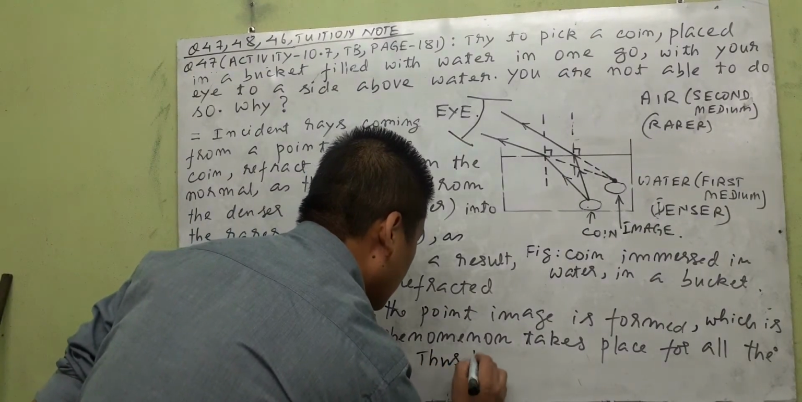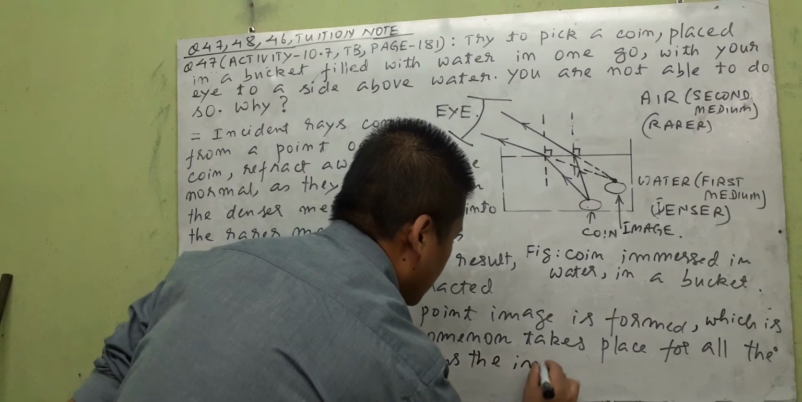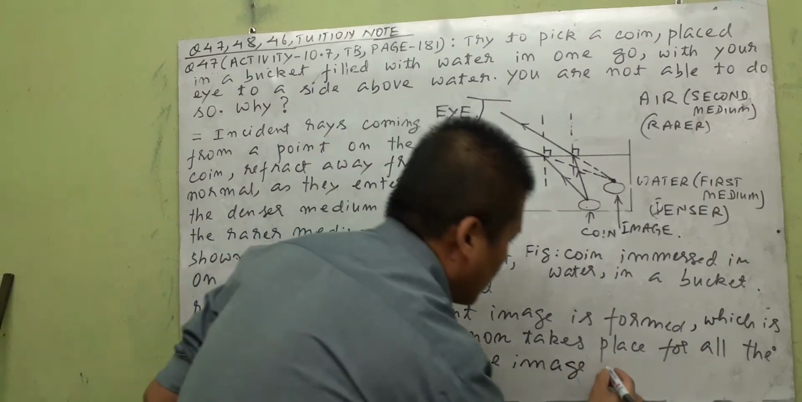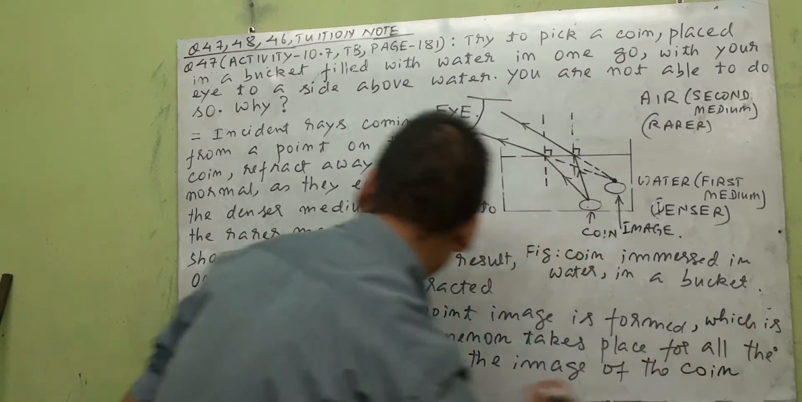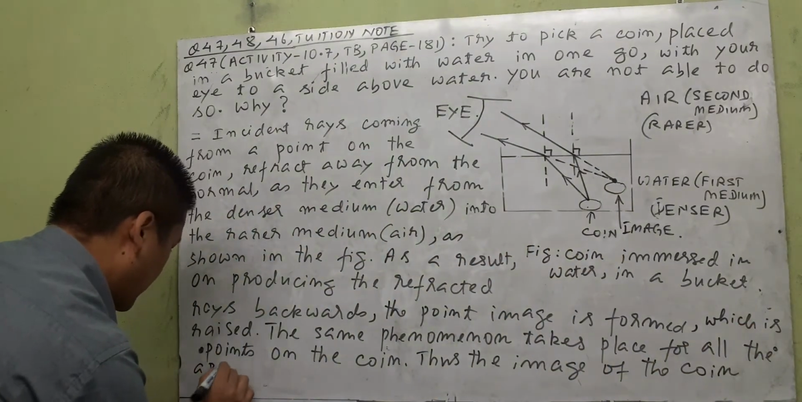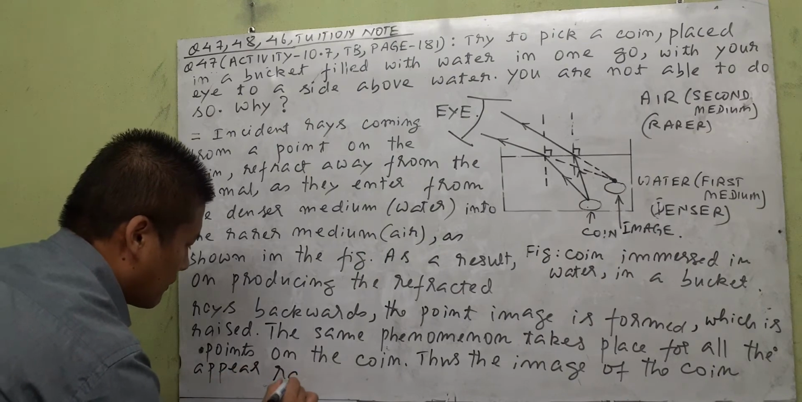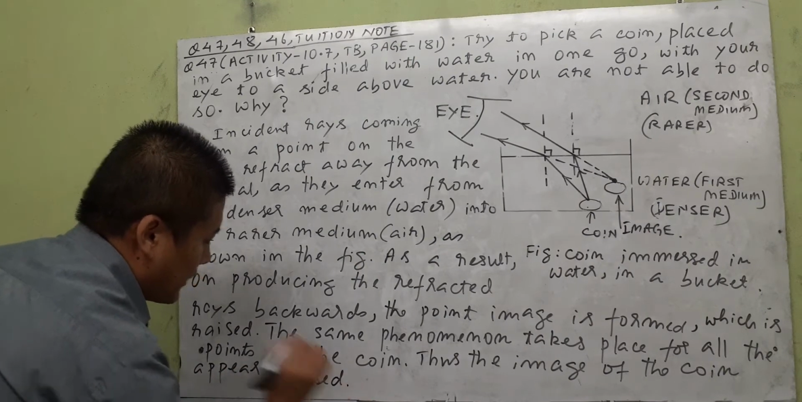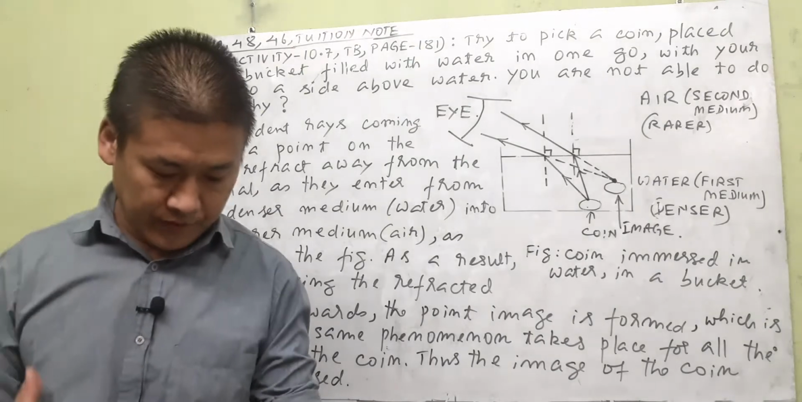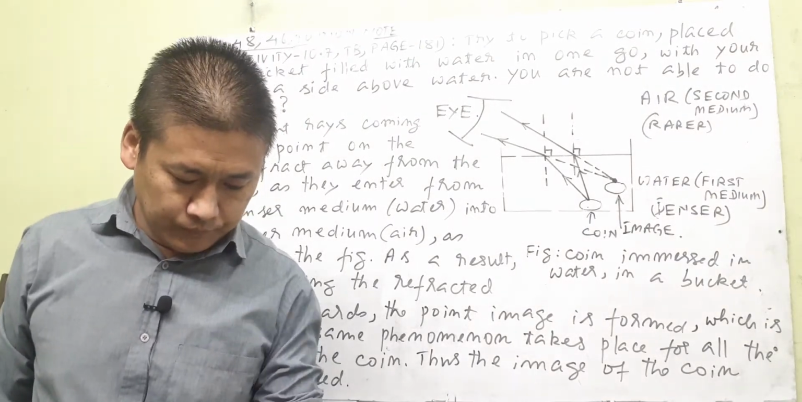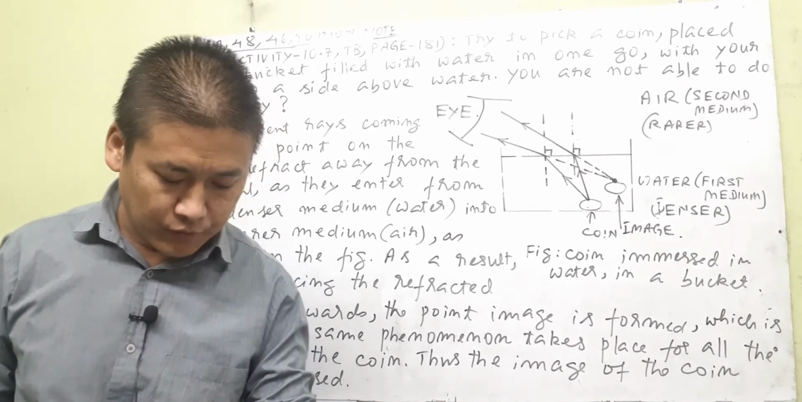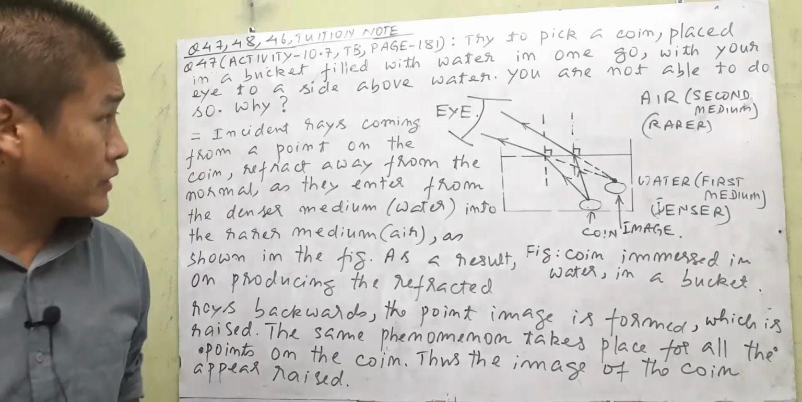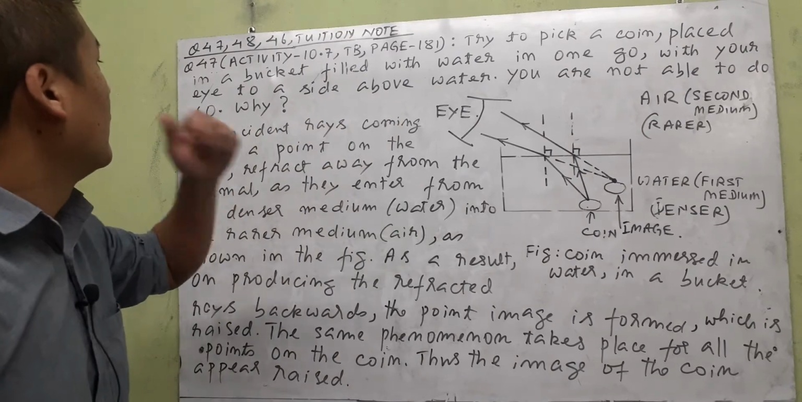Thus, the image of the coin appears raised, okay? Appears raised. So, therefore, you would be trying to pick the raised image of the coin. Okay, so because of this reason, you can just write the answer.